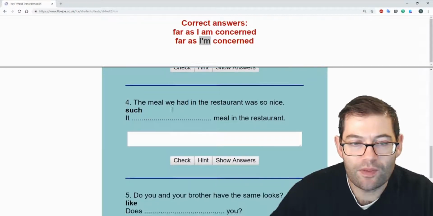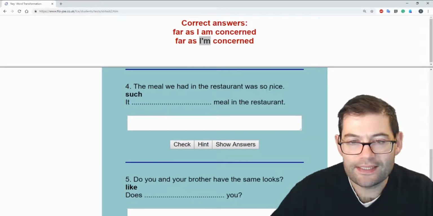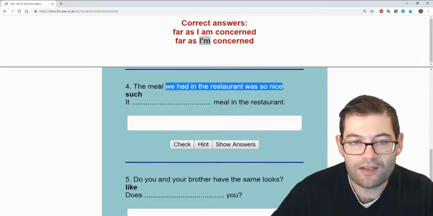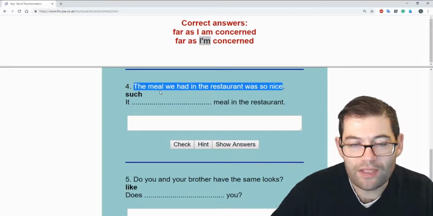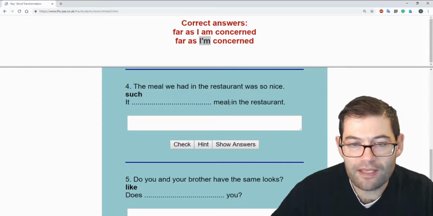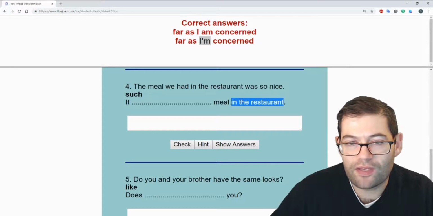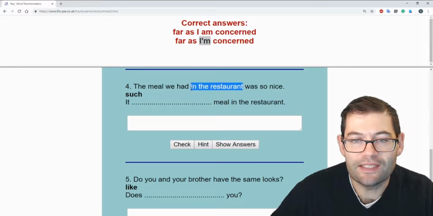Okay, let's have a look at question number 4. Now, the example sentence that we're given is, the meal we had in the restaurant was so nice. So, what language do we not need to worry about? Well, meal we don't have to worry about because it's here. In the restaurant we don't have to worry about because it's over here.